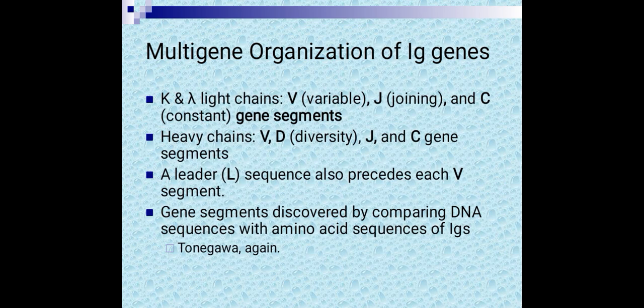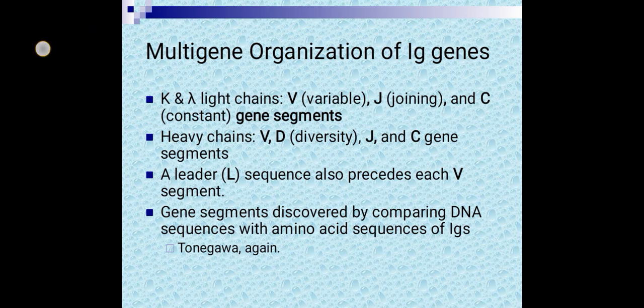Multi-gene organization of Ig genes. Kappa and lambda light chains have V variable, J joining, and C constant gene segments. Heavy chains have V, D diversity, J, and C gene segments. A leader sequence also precedes each V segment.